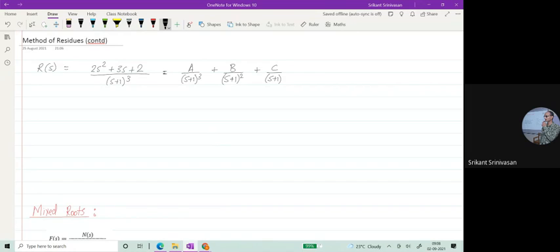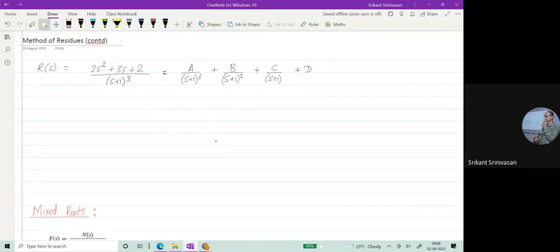Right? Because this was the method for multiple roots when we have something to the power n. And finally, sometimes you may have to even add a constant term, plus D, and whether you have this constant term or not depends on the magnitude of the numerator and denominator.